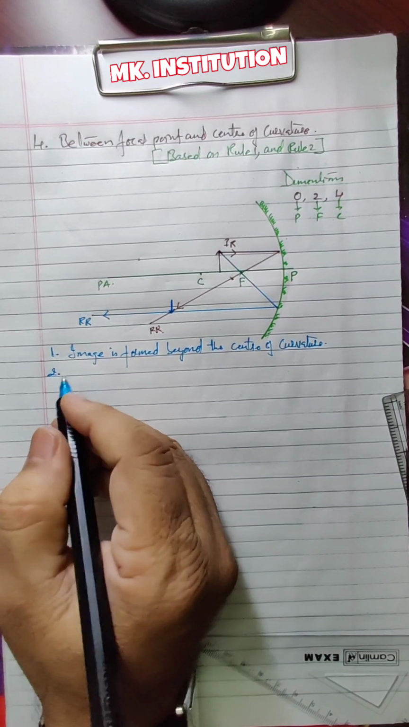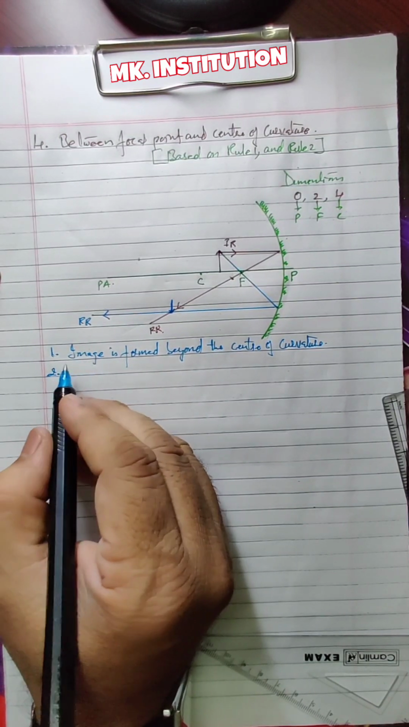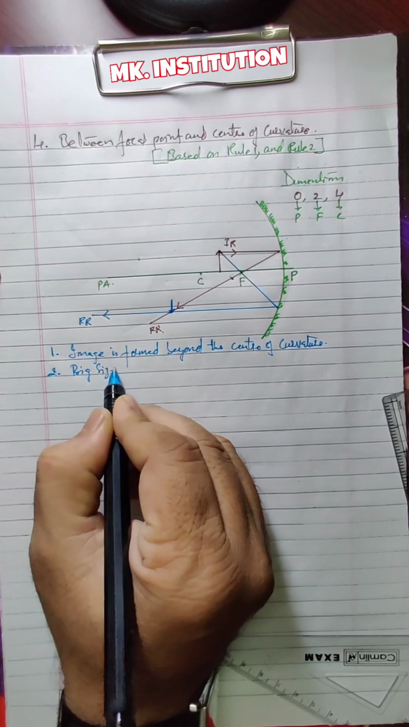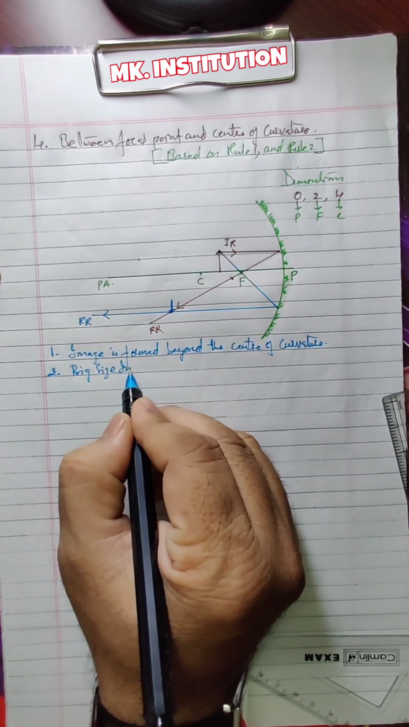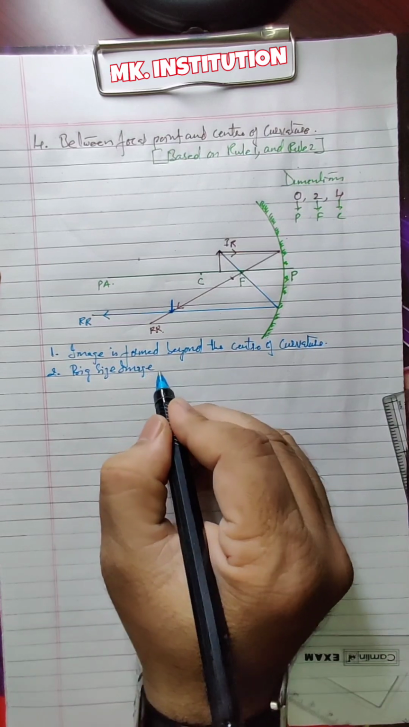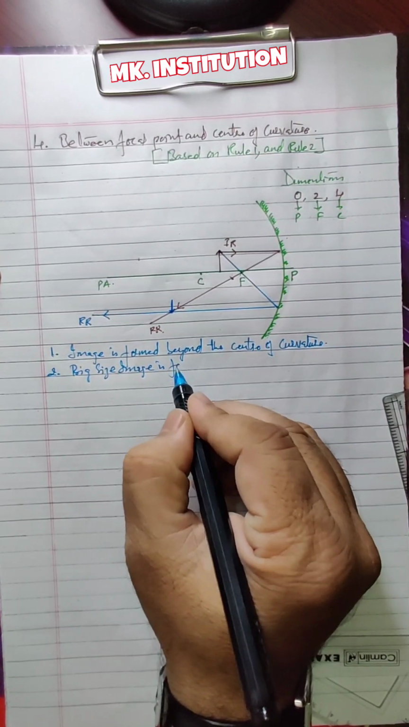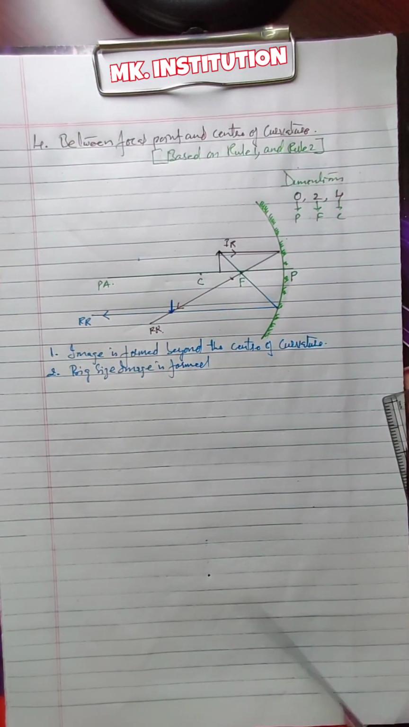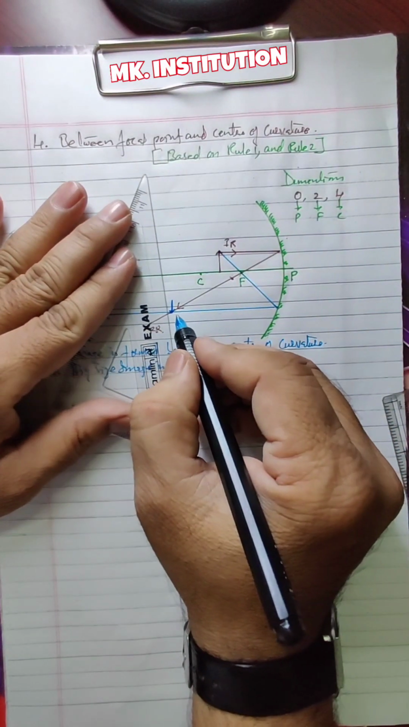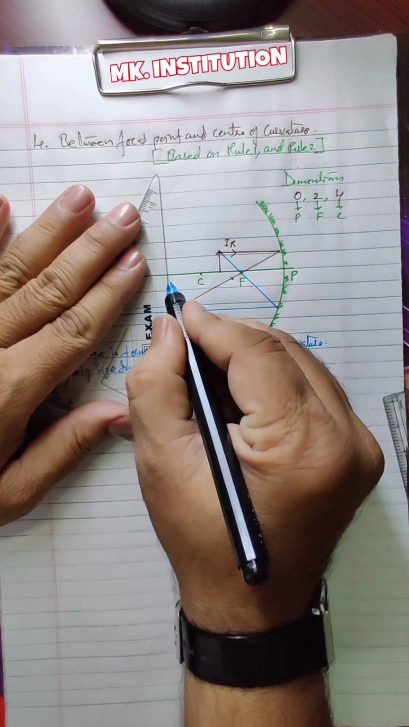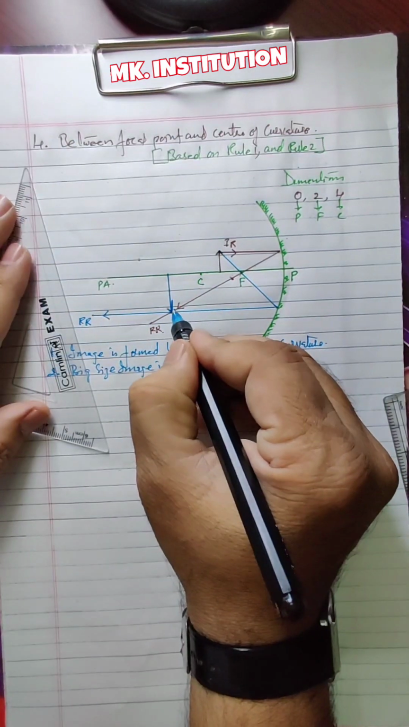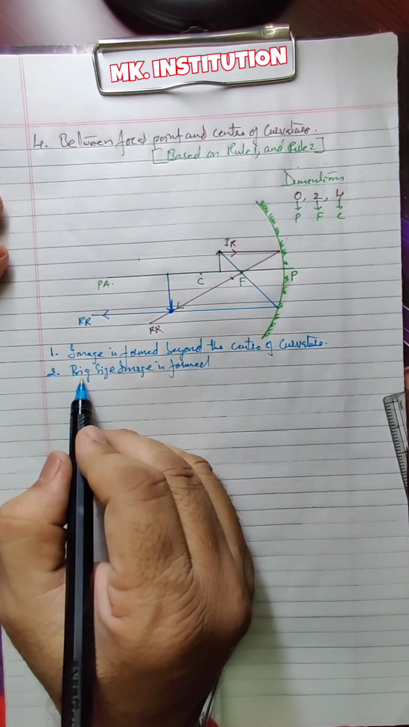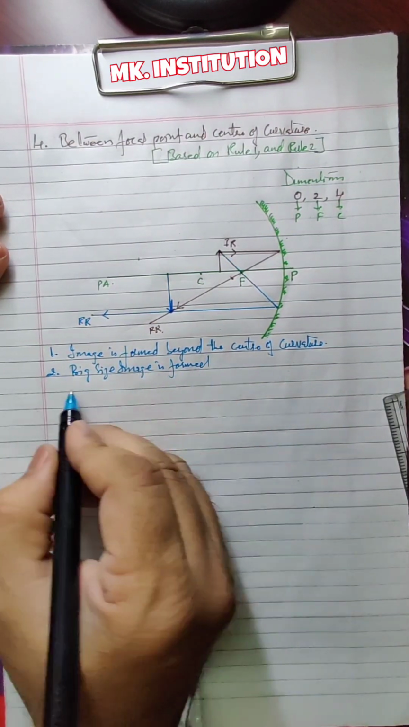Now what is the second property? A big size image is formed. See the size of this image. Clear? Compared to the object, the size of the image is a big one. So the second property is a big size image is formed.